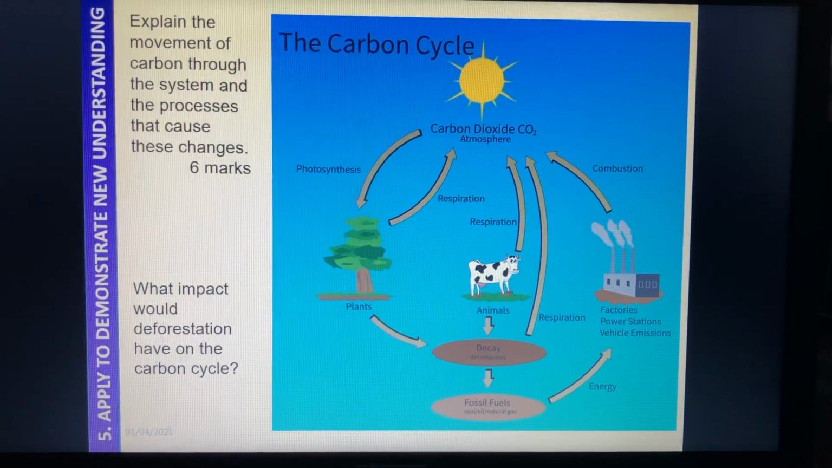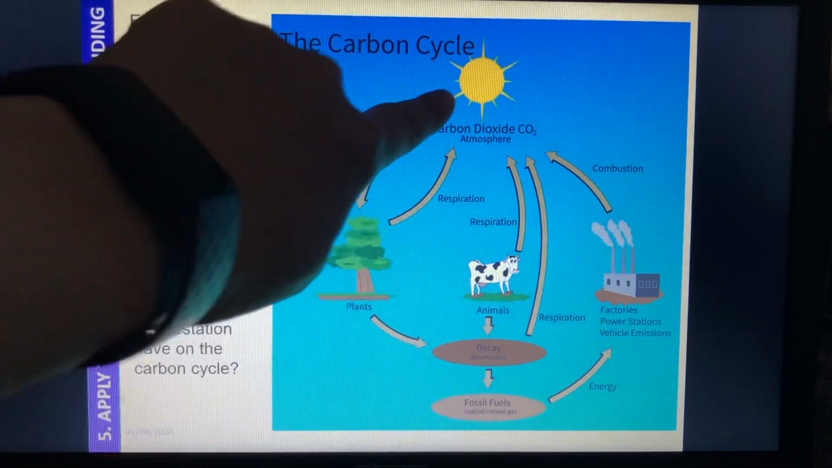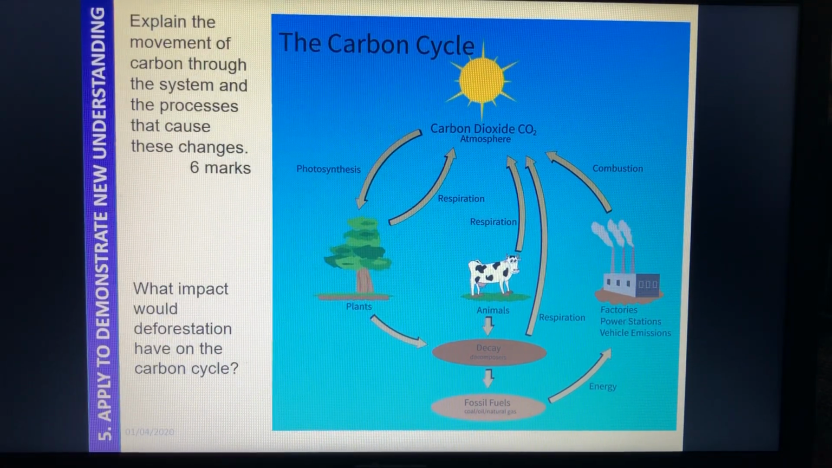I think the biggest impact it would have is that the volume of carbon dioxide in the atmosphere would just keep increasing, because if you removed the trees or a lot of trees, there would be less photosynthesis, less removal of carbon dioxide from the atmosphere. So carbon dioxide in the atmosphere would start to rise. Now the impact that has is that carbon dioxide is a greenhouse gas. So it traps that radiation that then heats up the planet. Okay. So get that in as your last mark of the 6.